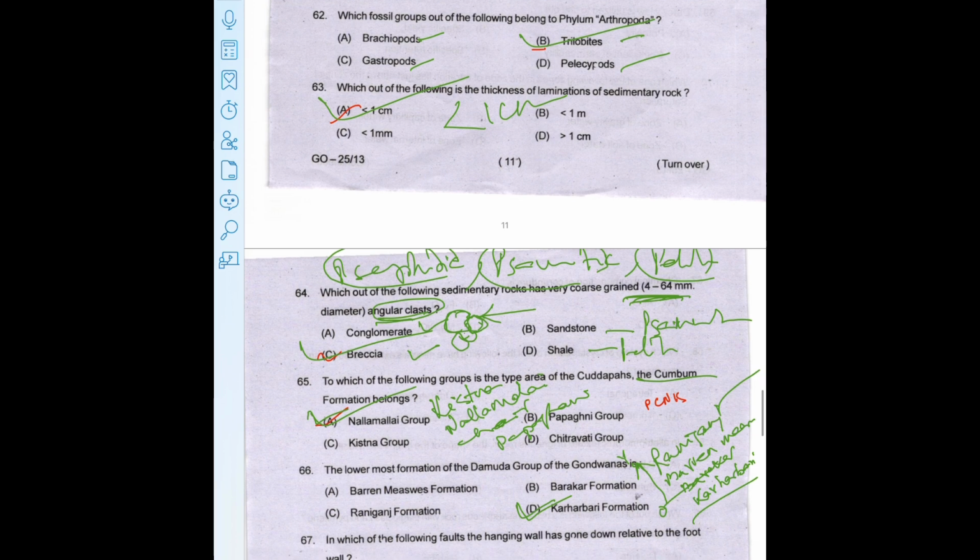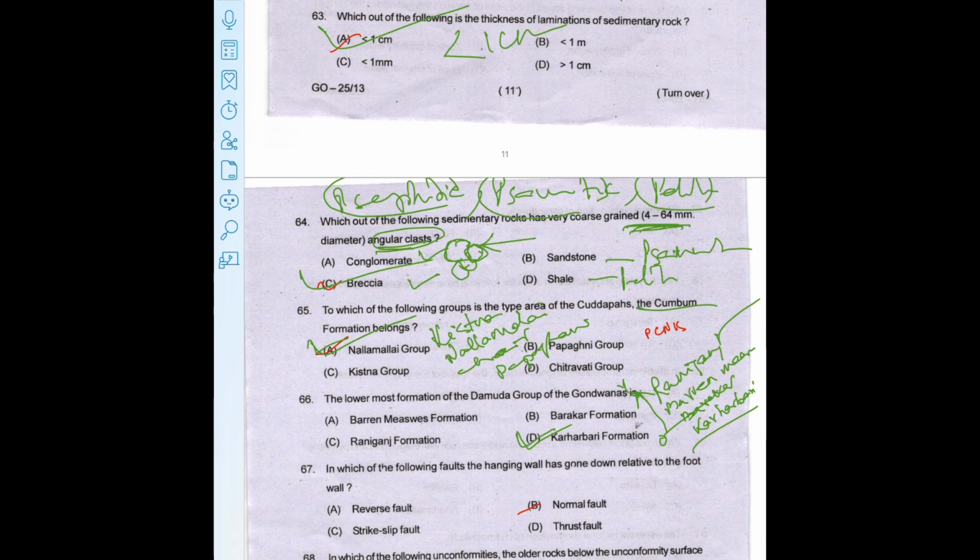In which of the following faults has the hanging wall gone down relative to the footwall? This is a type of fault in which the hanging wall has gone down. This is the hanging wall. This is the footwall. When the hanging wall has gone down with respect to the footwall, it will be a normal fault. If the hanging wall goes up with respect to the footwall, then that is a reverse fault. If the hanging wall slides past the footwall, then it is a strike slip fault.